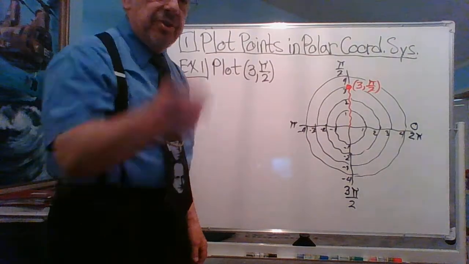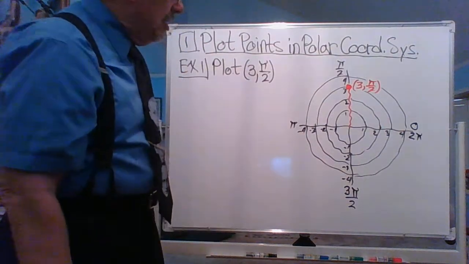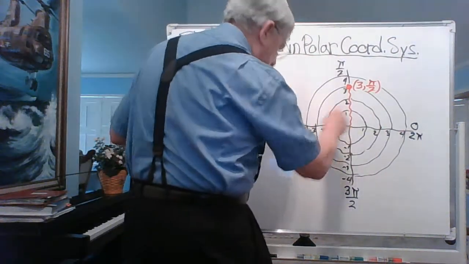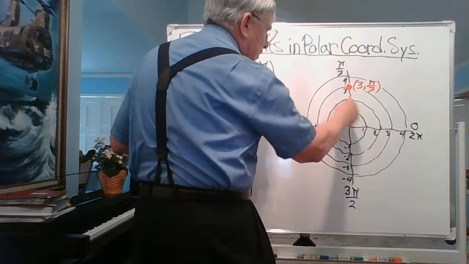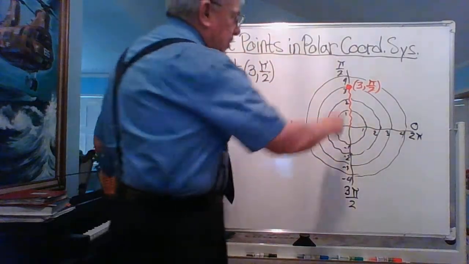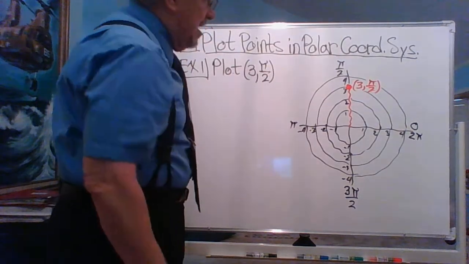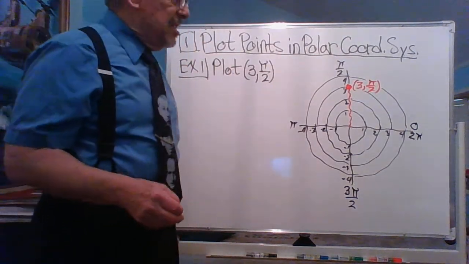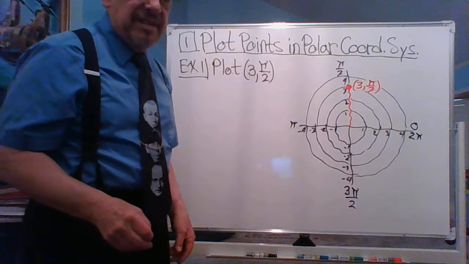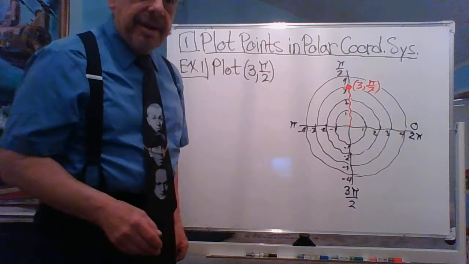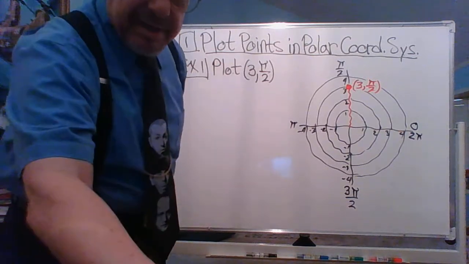So normally we measure it counterclockwise from the coordinate system. So here it's measured out counterclockwise up to pi over 2, and then I can write the coordinates on there, 3, pi over 2, in the same manner that we would write an ordered pair in an xy coordinate system, only now they are r and theta.